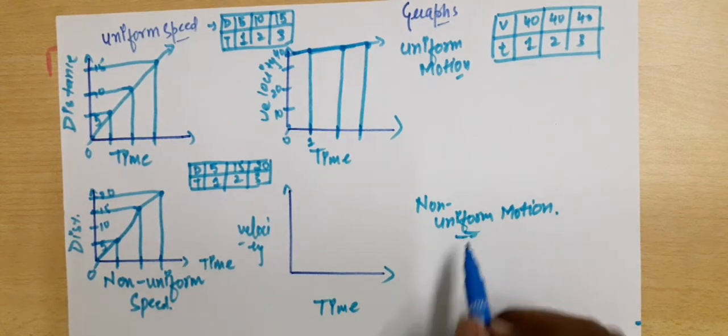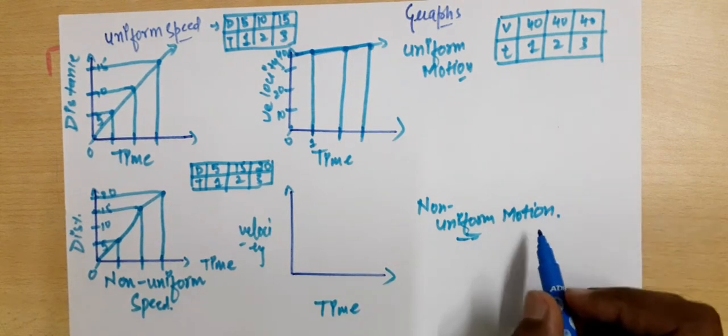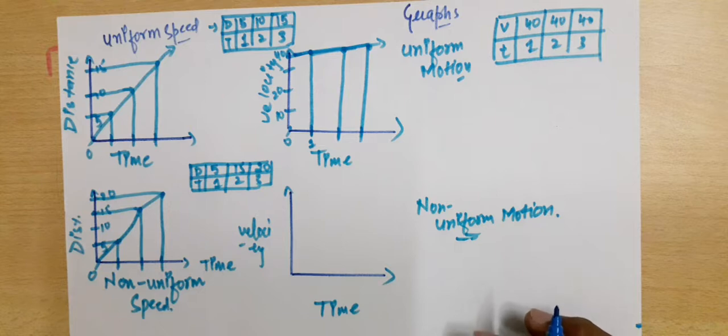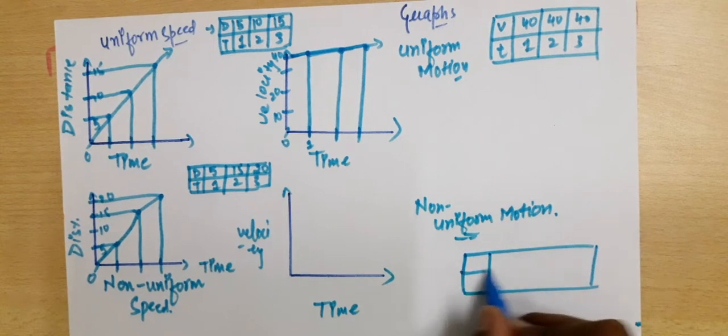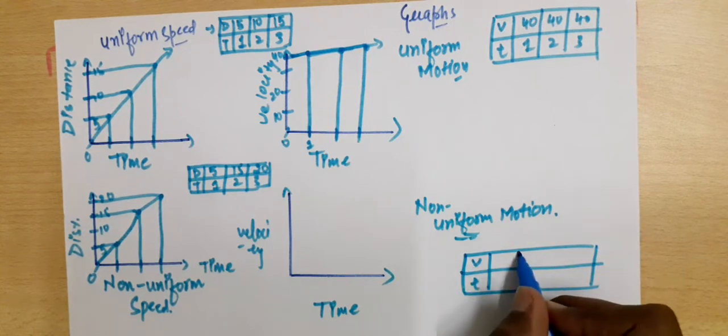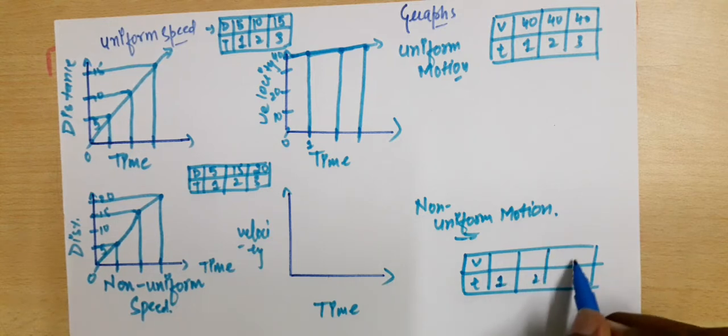But when we talk about non-uniform motion, what is non-uniform motion? There are certain types of graphs for non-uniform motion. Let us consider what will be here: with respect to time, velocity will change.